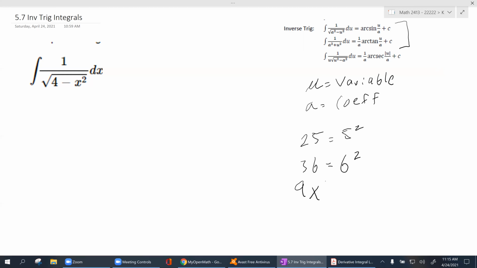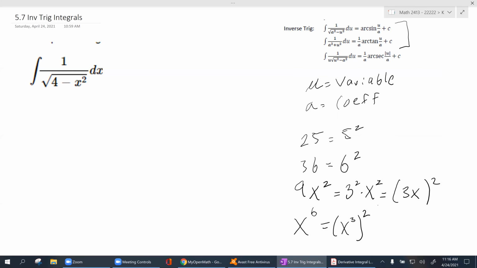9x squared is 3 squared times x squared, which is just 3x squared. We would have to do something like that. Another one we'll probably have to do is, let's say x to the 6th. This is the same thing as x to the 3rd raised to the 2nd power. Whenever you have an exponent with an outside exponent as well, they multiply.